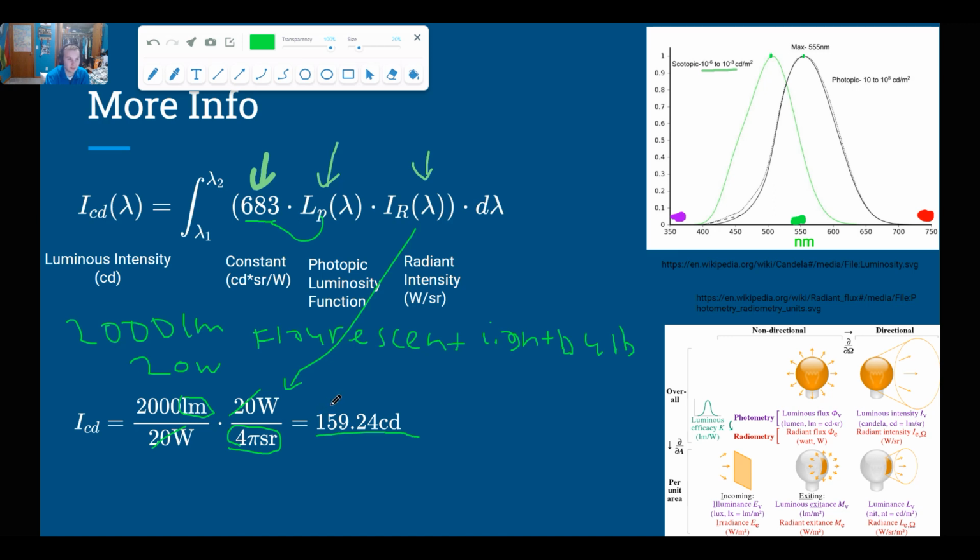And so that's approximately the candela measurement of a light bulb, right? Now things can get more complicated even more quickly, right? Because in our example, we had a fluorescent light bulb.